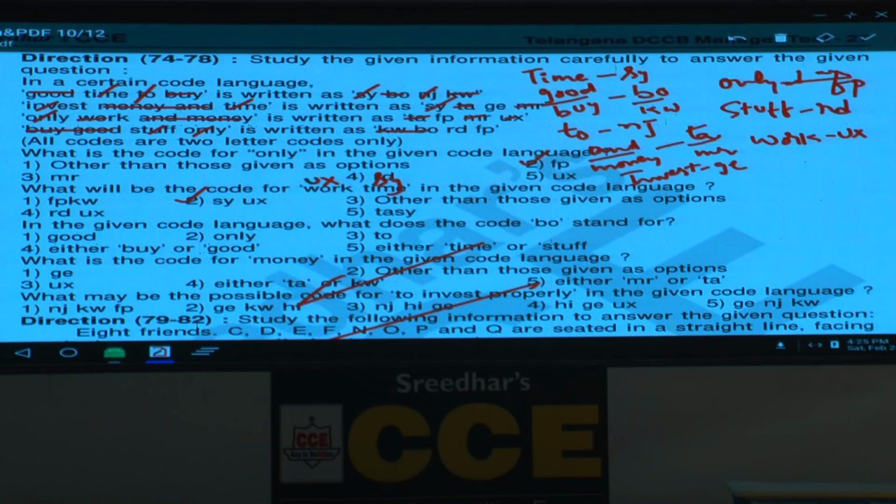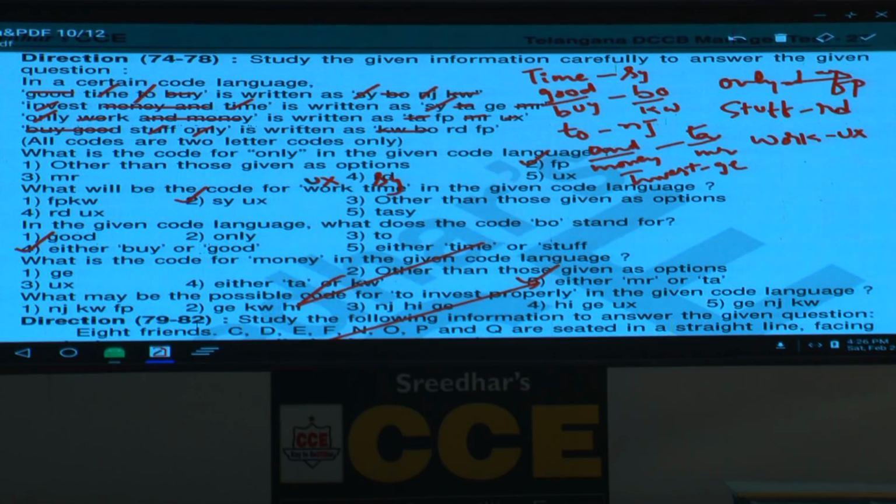Then question number 76. What is the code for BO? BO stands for either good or buy, either buy or good, that is choice 4. What is the code for the word money in this one? The code to this word money could be either TA or MR, TA, MR, choice 5.